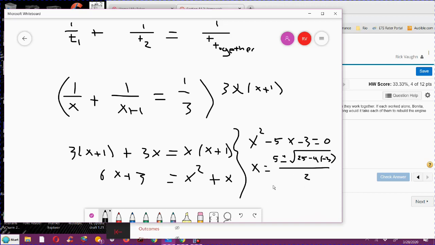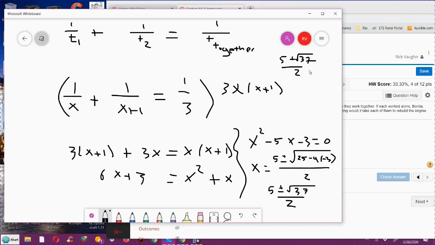So I get 5 plus or minus, pretty sure this number is going to turn out to be bigger than 5. The square root of 25 plus 12, so that's 37, all over 2. So you see the square root of 37 is bigger than 5 because 5 squared would be 25. So again, I'm going to ignore the minus as nonsensical in this case because you can't run time backwards. You can't spend a negative amount of time to do this job. So the solution I'm looking for is the positive one, which is going to be 5 plus the square root of 37 over 2.